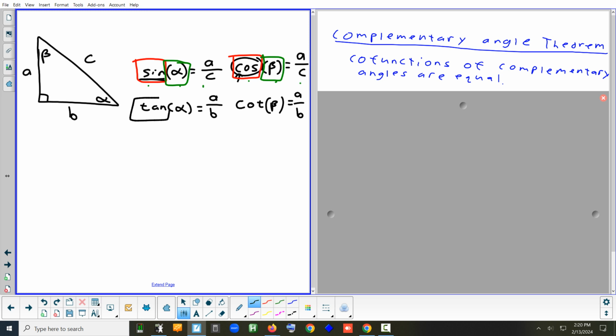So, cofunctions of angles that are complementary always come out equal. A over B, A over B. And that's called the complementary angle theorem.